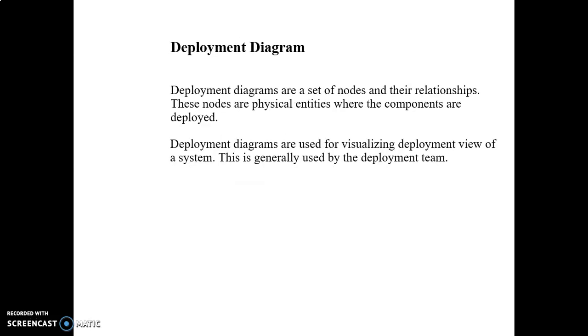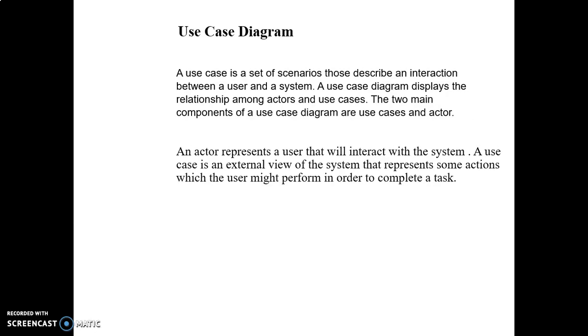Okay. Now the deployment diagram. Deployment diagrams are a set of nodes and their relationships. These nodes are physical entities where the components are deployed. Deployment diagrams are used for visualizing the deployment view of a system. This is generally used by the deployment team.